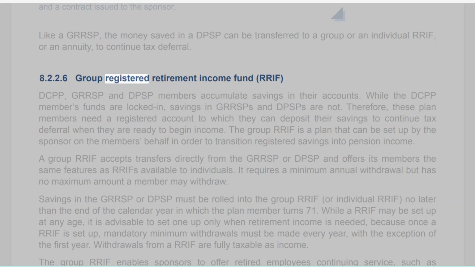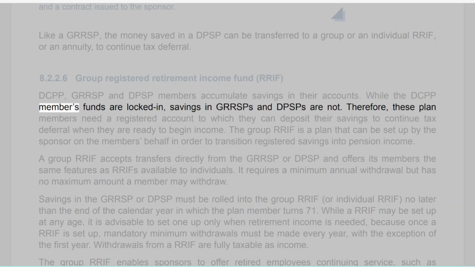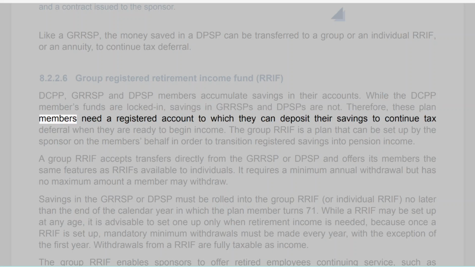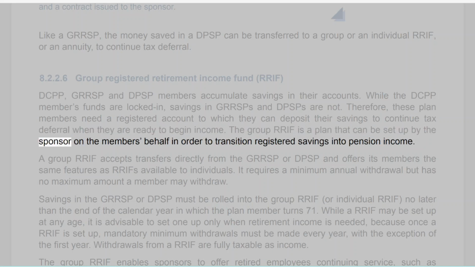8.2.2.6 Group Registered Retirement Income Fund, RRIF. DCPP, GRRSP, and DPSP members accumulate savings in their accounts. While the DCPP members' funds are locked in, savings in GRRSPs and DPSPs are not. Therefore, these plan members need a registered account to which they can deposit their savings to continue tax deferral when they are ready to begin income. The Group RRIF is a plan that can be set up by the sponsor on the member's behalf in order to transition registered savings into pension income.